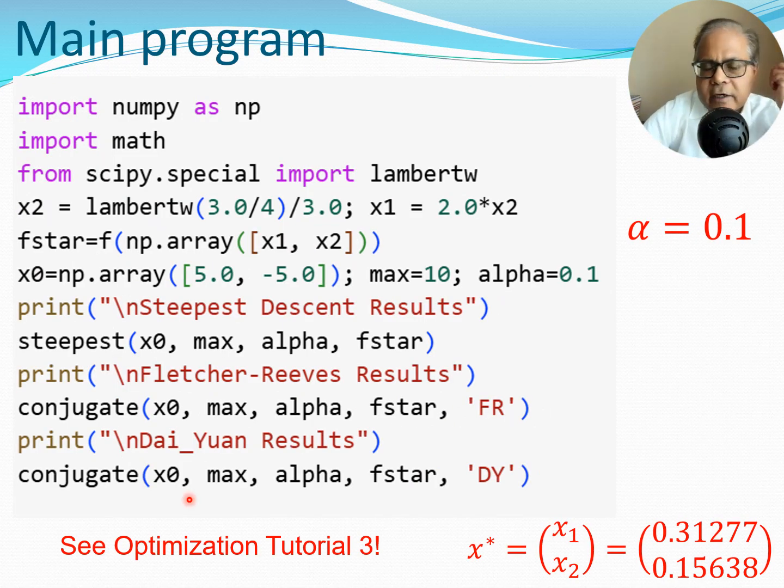Now let us look at these cases. We are going to change the value of alpha as 0.1, 0.3 and 0.5 and see how these methods do. In the main program I am calculating all these values, and then invoking the steepest function, the conjugate function for Fletcher-Reeves, and the conjugate function for Dai-Yuan. Remember, the optimal value is known to me as 0.31277 and 0.15638, and alpha of 0.1 is coded in here. That's something to keep in mind.